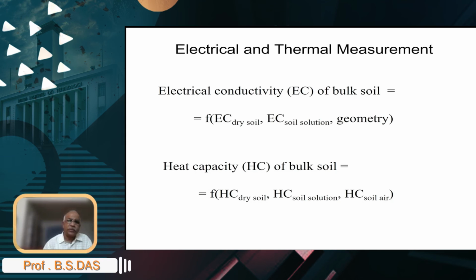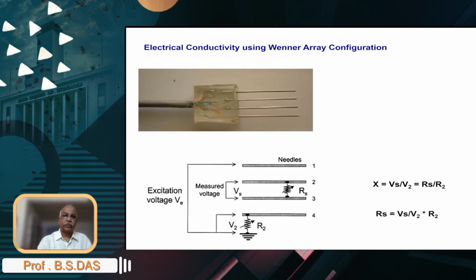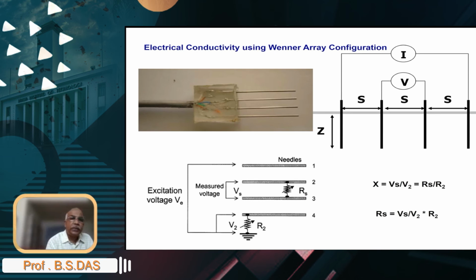And the heat capacity of air is the negligible one. And so we look at these two different approaches. For the electrical conductivity probes, there are several electrode arrays. Different configurations are available, and the most popular one is the Wenner array, where four electrodes are positioned equidistant from each other.